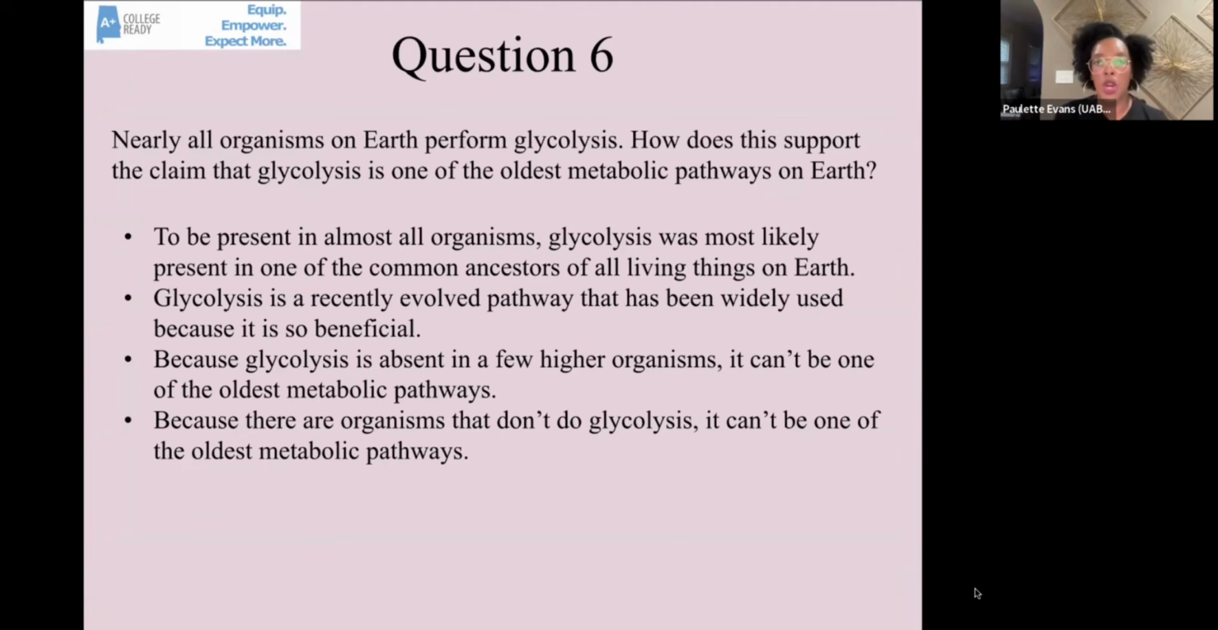Nearly all organisms on the earth perform glycolysis. How does this support the claim that glycolysis is one of the oldest metabolic pathways on earth? Let's look at the answer choices. To be present in almost all organisms, glycolysis was most likely present in one of the common ancestors of all living things on earth. Glycolysis is a recently evolved pathway that has been widely used because it's so beneficial.